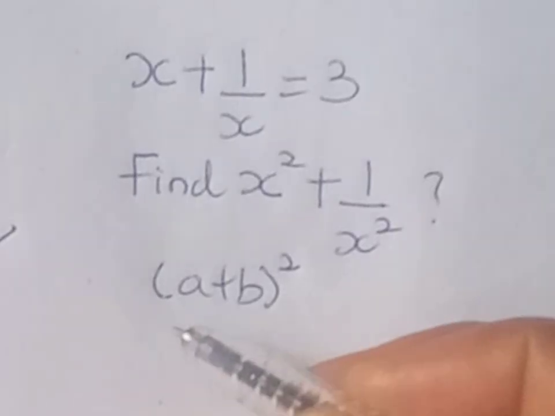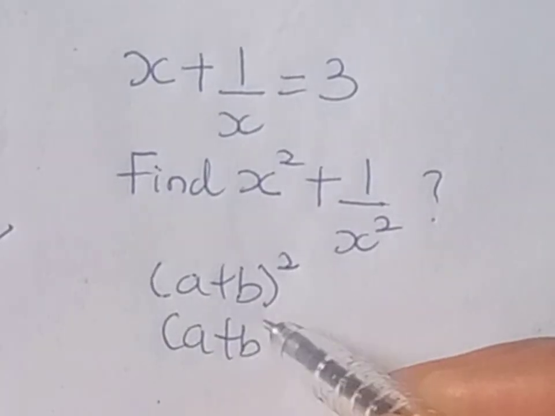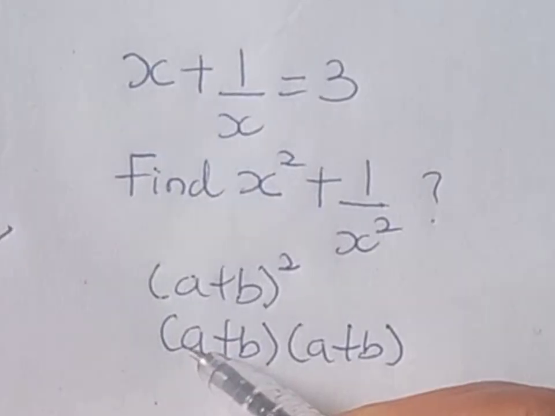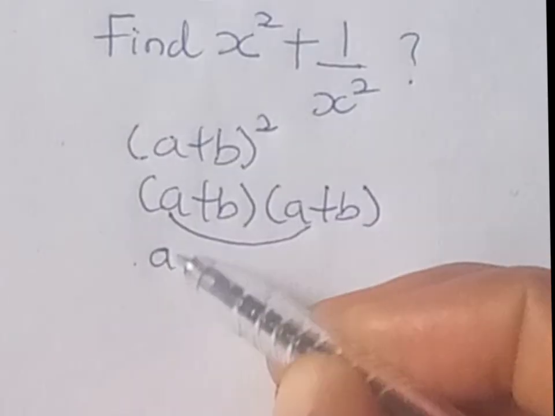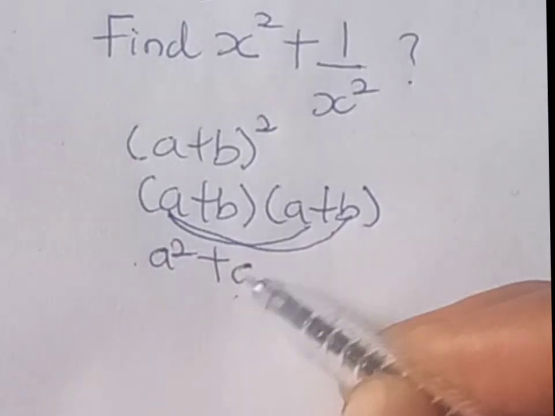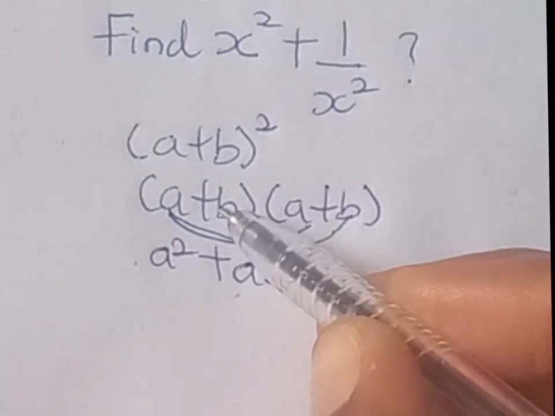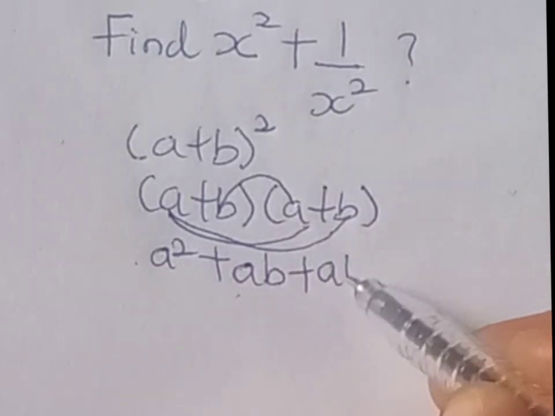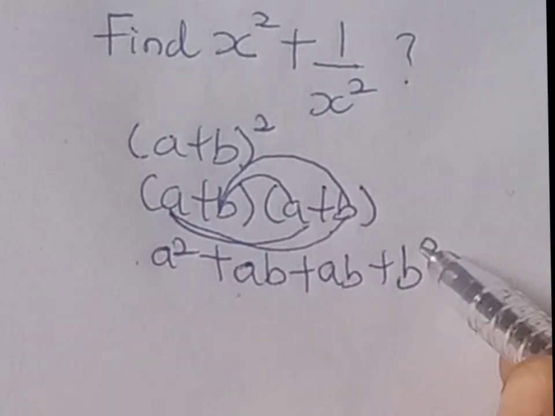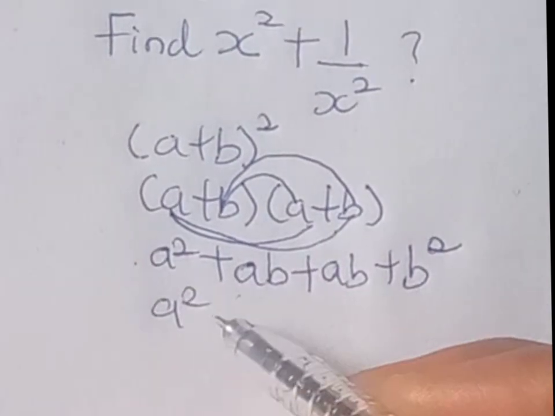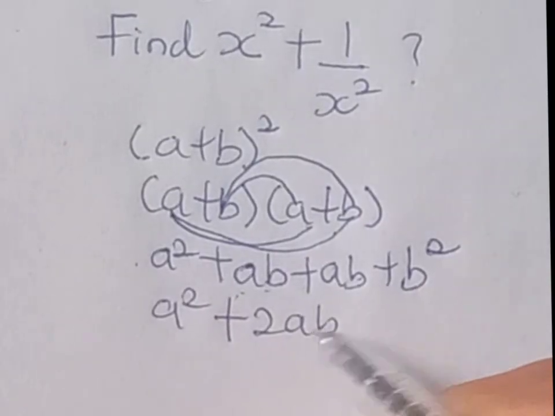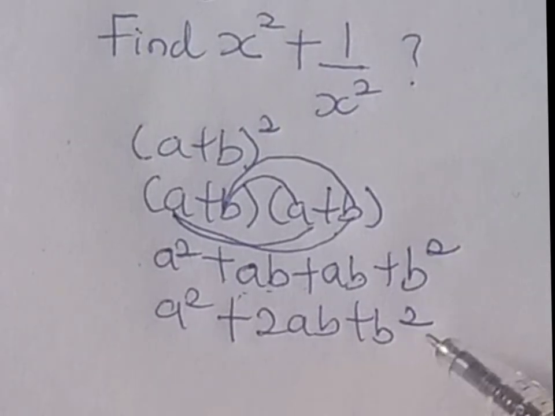Now let's expand this. (a plus b) times (a plus b). A times a is a squared, plus a times b, ab, plus a times b, ab, plus b times b, b squared. So a squared plus 2ab plus b squared.